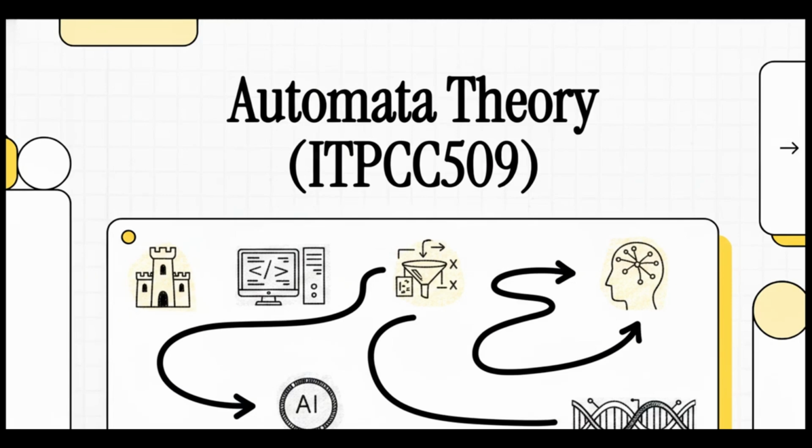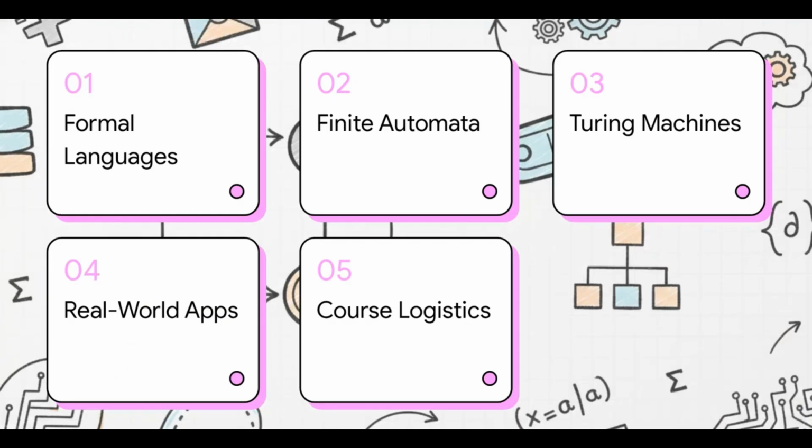All right, welcome to this explainer on automata theory, specifically course ITPCC509. Now, I want you to think of this not just as another class you have to get through, but as a real epic quest into the absolute limits of what computers, compilers, and even artificial intelligence can and cannot do. We're literally diving into the very DNA of computation today. Okay, let's dive into this.